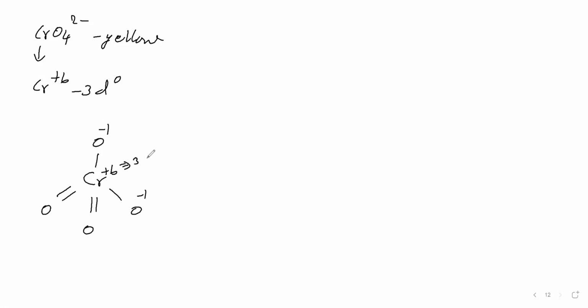Here 3d is 0. Here 3 lone pairs will be there. In this place, an electron jumps from oxygen to chromium. So chromium becomes plus 5, 3d is 1. This d electron can go for dd transition. Therefore, it is exhibiting color. This phenomenon is called charge transfer phenomenon. So chromate has yellow color because of charge transfer phenomenon.